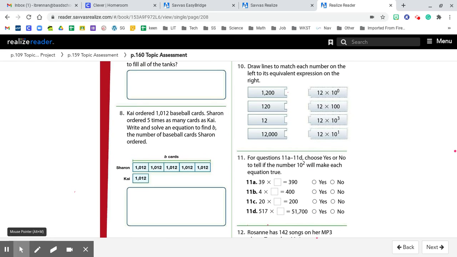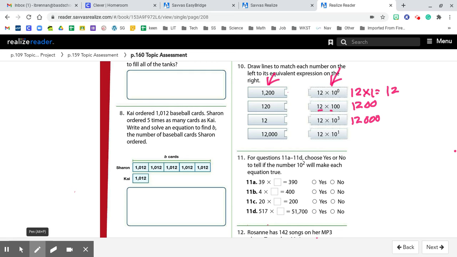Okay, number 10. We're going to have to solve each problem here. Draw lines to match each number on the left to its equivalent expression on the right. So I already have some values here. I'm going to need to solve the second column. So remember, 12 times 10 to the 0 is like 12 times 1. 10 to the 0 just is a 1. 12 times 100, solve a simpler problem. 12 times 1, and then annex your 2 zeros. 12 times 10 to the third is 1,000. So 12, and we're annexing 3 zeros.